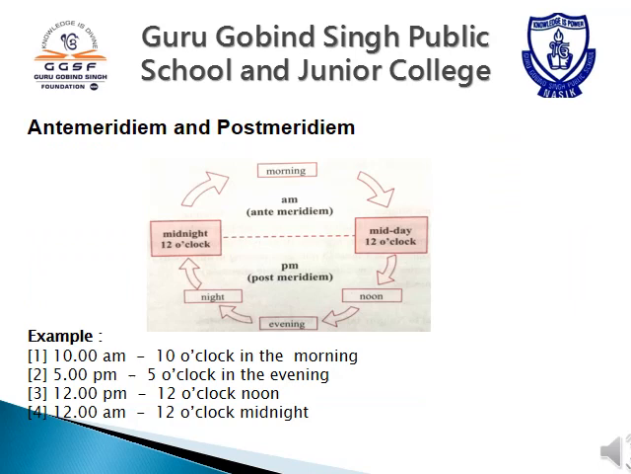Students, in this lesson you have also learned the antemeridian and postmeridian. The time from midnight 12 o'clock till afternoon 12 o'clock is indicated by the word antemeridian or AM, while that from afternoon 12 o'clock till midnight 12 o'clock is indicated by the word postmeridian or PM.